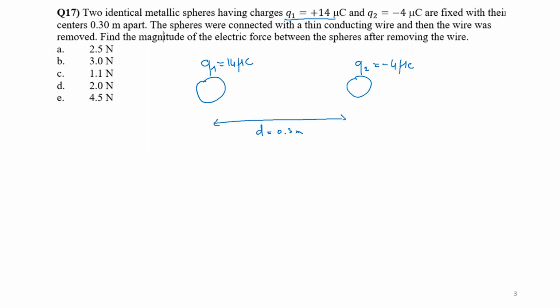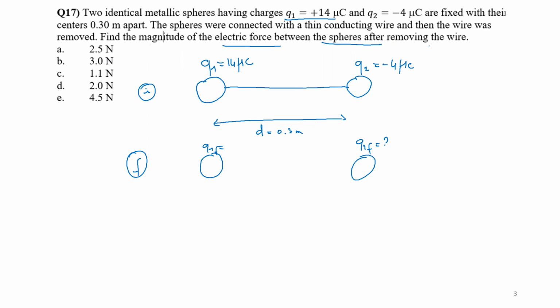Now the spheres were connected with a thin conducting wire, then the wire was removed. So I put a thin conducting wire between them. What will happen? They will exchange charges. So this was before, initial. Now, when I remove the wire, this Q1 will have a Q1 final, and I want to calculate it. And this Q2 will have a Q2 final, and I want to calculate it. Now the question is, find the magnitude of the electrostatic force between these two spheres after I remove the wire. So what is the electrostatic force in magnitude between Q1 final and Q2 final when I remove the wire?